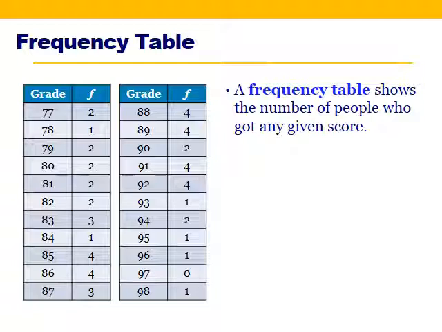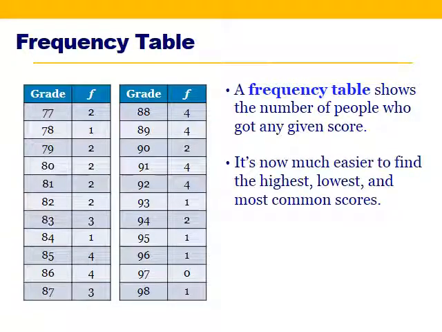So, for example, 2 out of those 50 students got 77s, 1 person got a 78, 2 people got 79s, and so on and so on and so on, all the way up to 1 person who got a score of 98 on the exam.